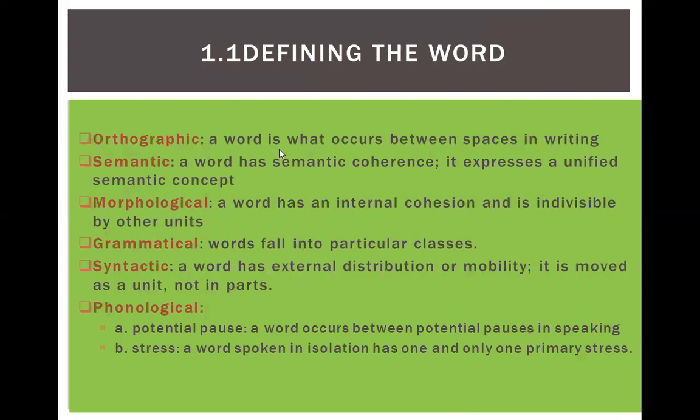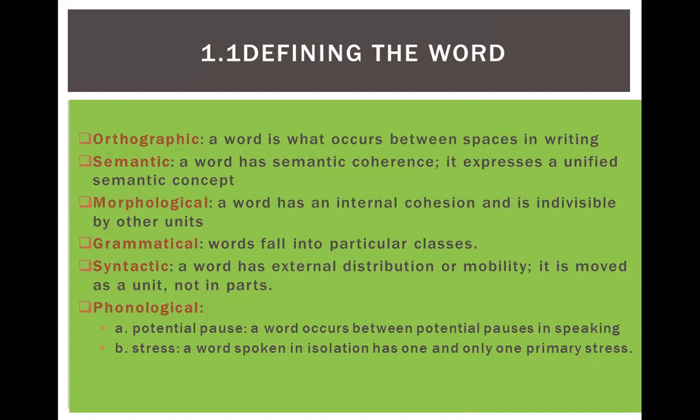For example, orthographic: a word is what occurs between spaces in writing. Semantic: a word has a semantic coherence, it expresses a unified semantic concept. Morphological: a word has an internal cohesion and is indivisible by other units. And grammatical: words fall into particular classes. And syntactic means a word has external distribution or mobility, it is moved as a unit, not in parts.